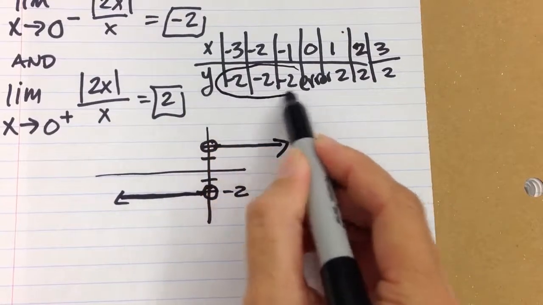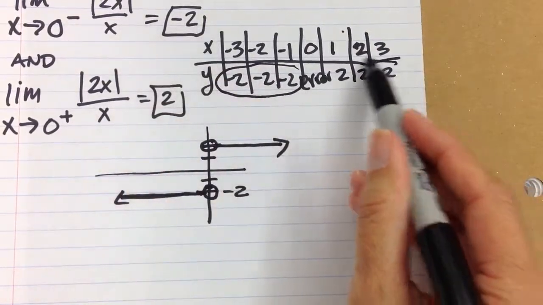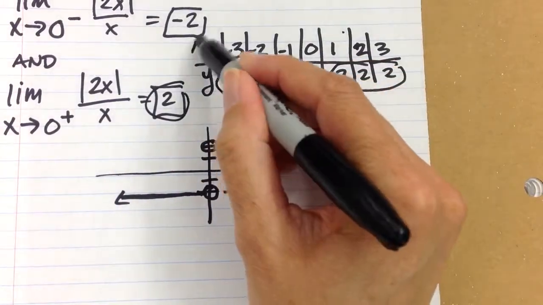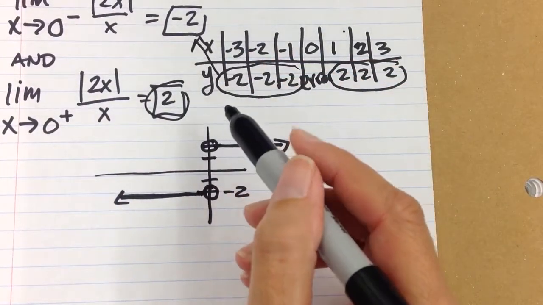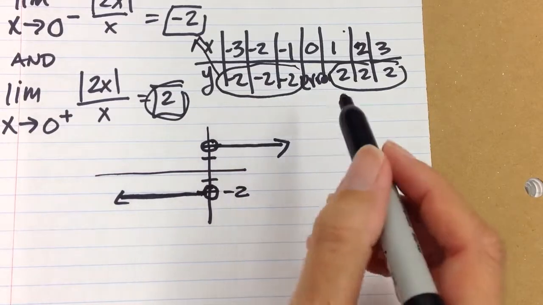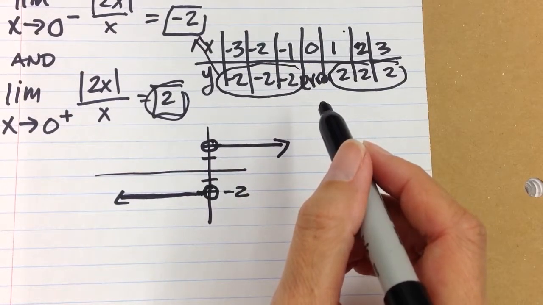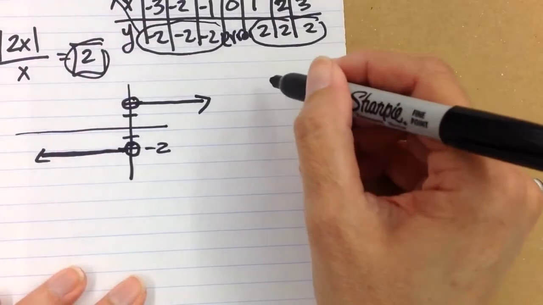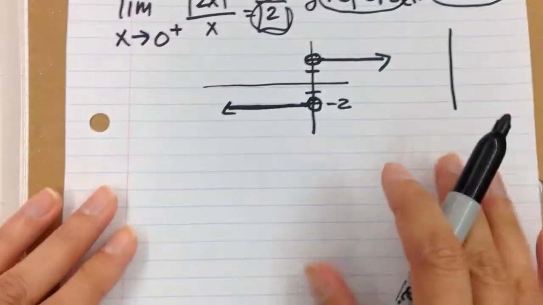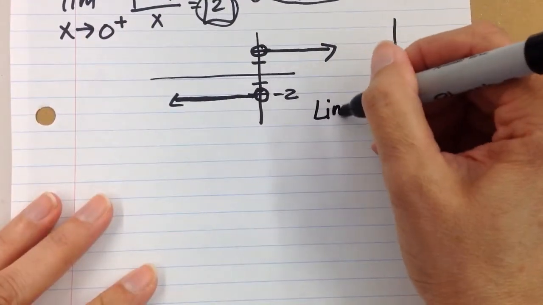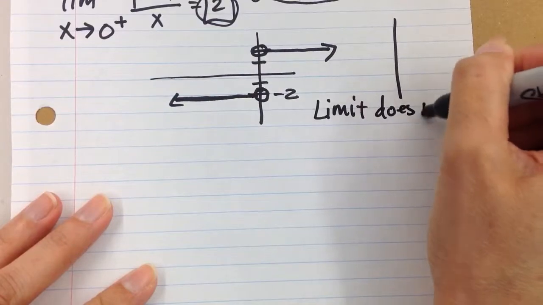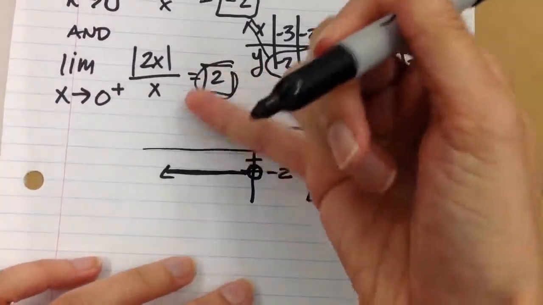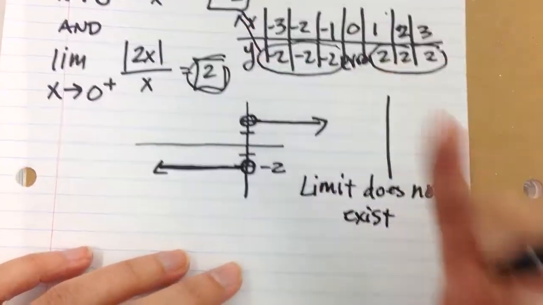So you can see the left-handed limit is -2. The limit from the right hand is +2. They're different numbers, right? So the left-handed limit is different from the right-handed limit. Well, if the left limit is different from the right limit, does the limit exist? No, we learned that last time. They have to go to the same number to exist, right? So this limit does not exist. If we would have got the same number, then this limit would be whatever that number is.